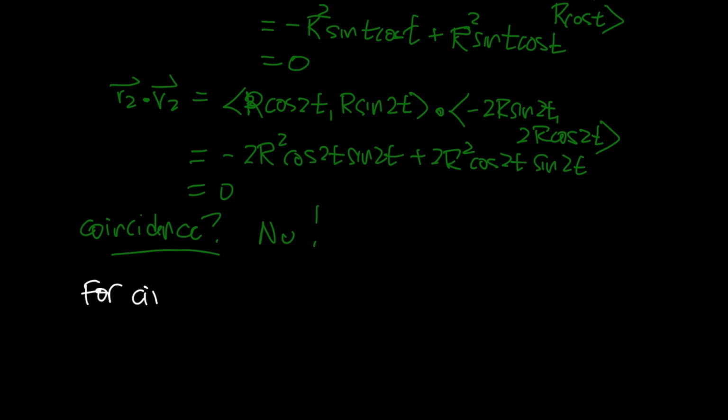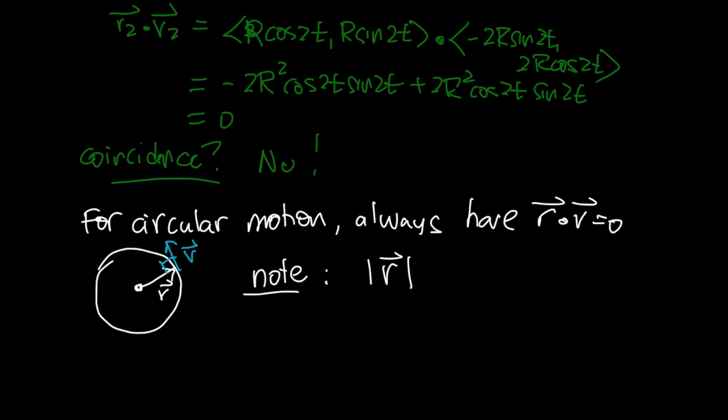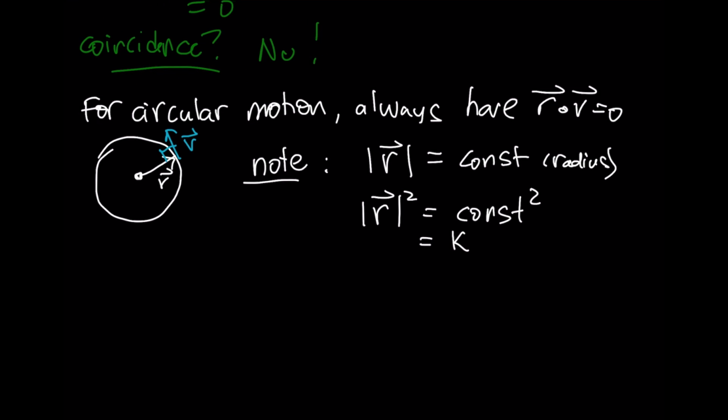So for circular motion, we always have r dotted with v equals 0. That means that at any point, the velocity will be perpendicular to your position. If you are moving along a circle, the distance is always the radius of the circle. That means if I squared the length, it would be some constant squared, which is some constant. The length of a vector squared is r dotted with r, and that equals a constant.